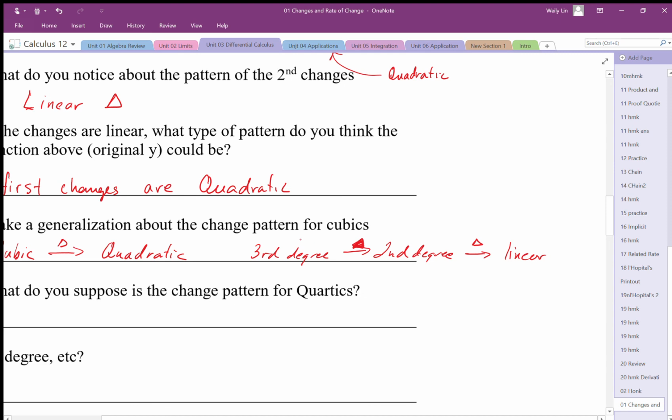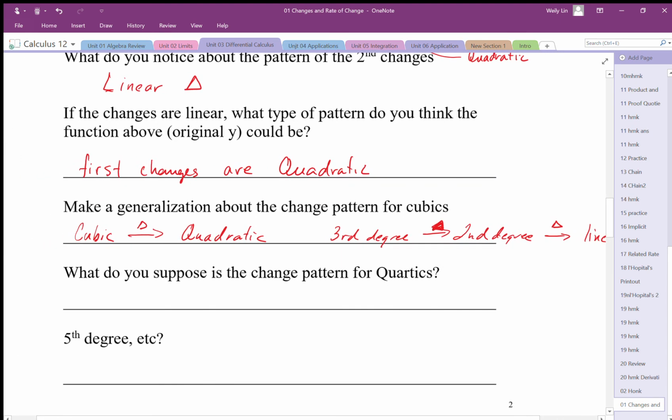So if we go backwards with this reasoning, we can say that a quartic function, its changes are cubic. So we say the fourth degree, its changes are third degree. And then we can make this inference, although we have no proof of this. The pattern does tend to lead us in that direction.